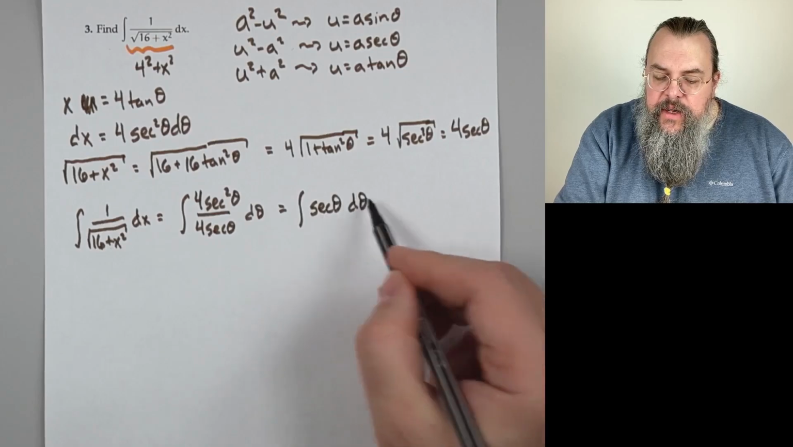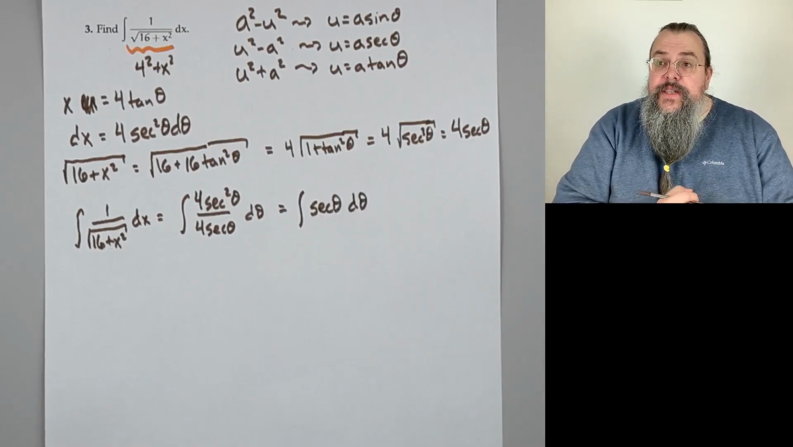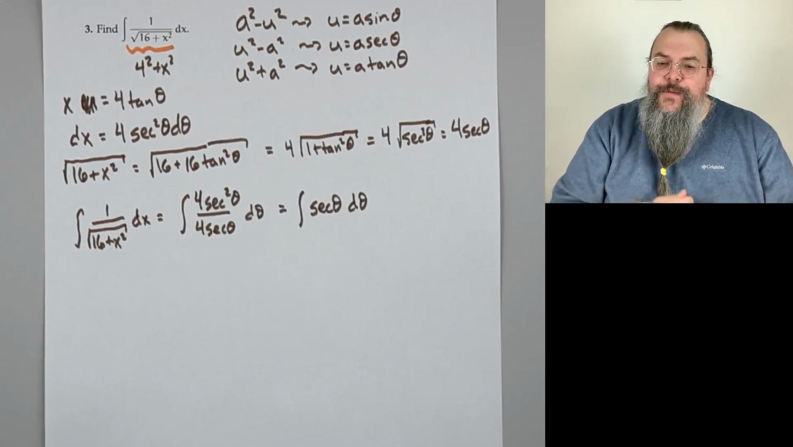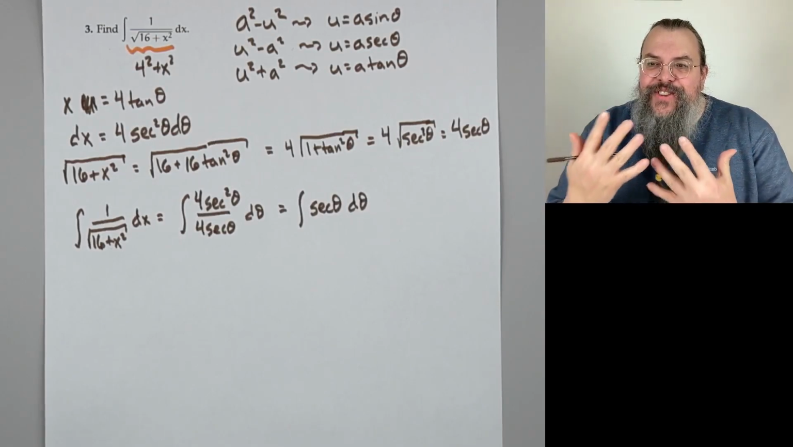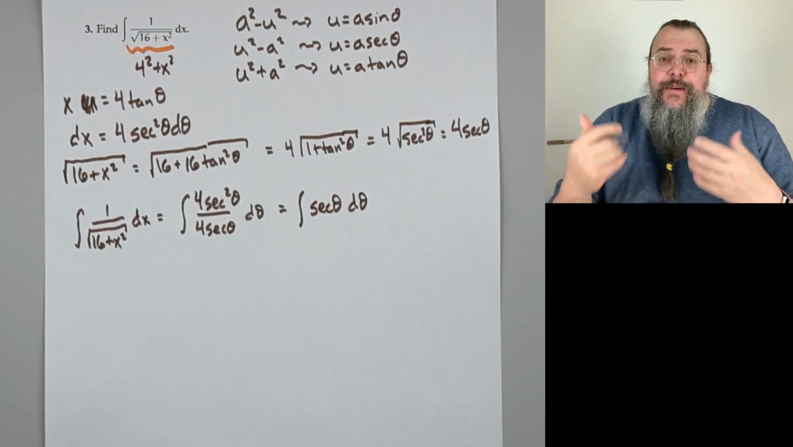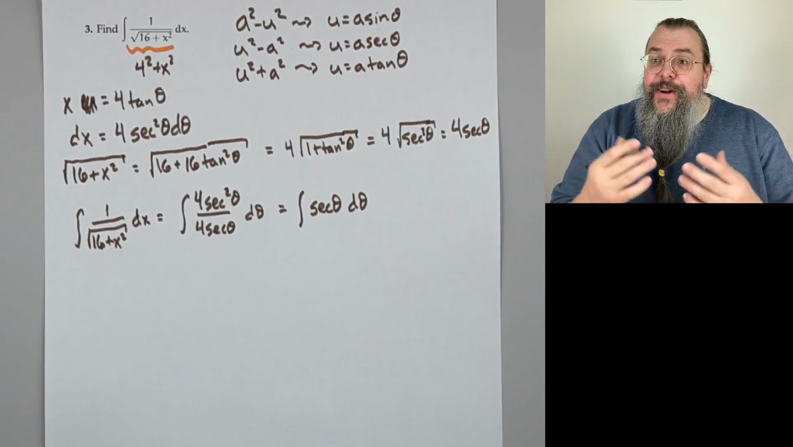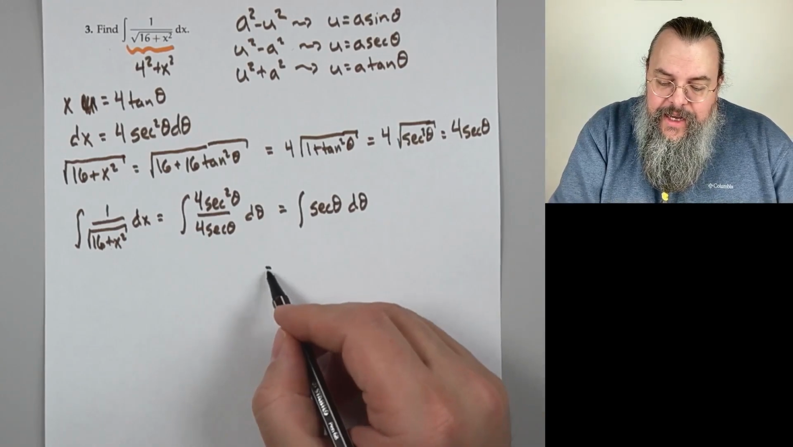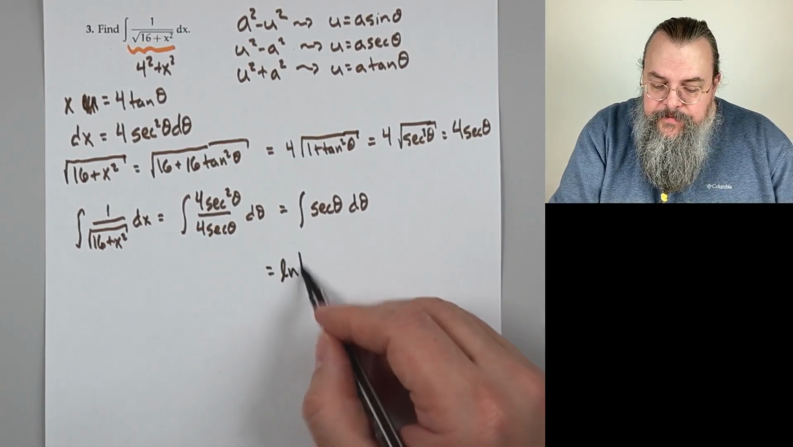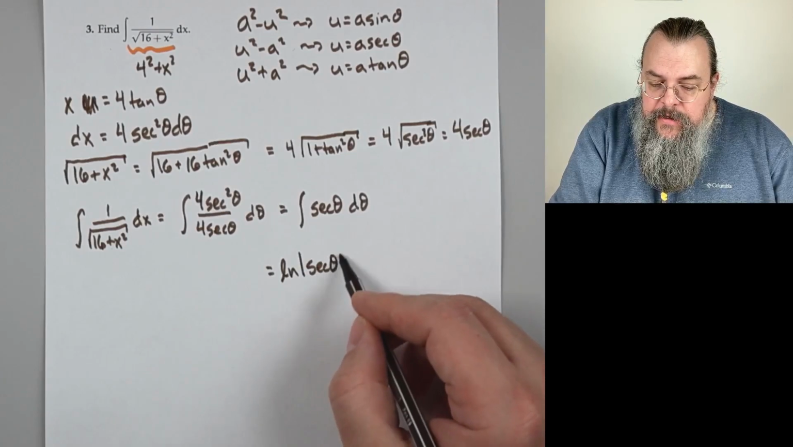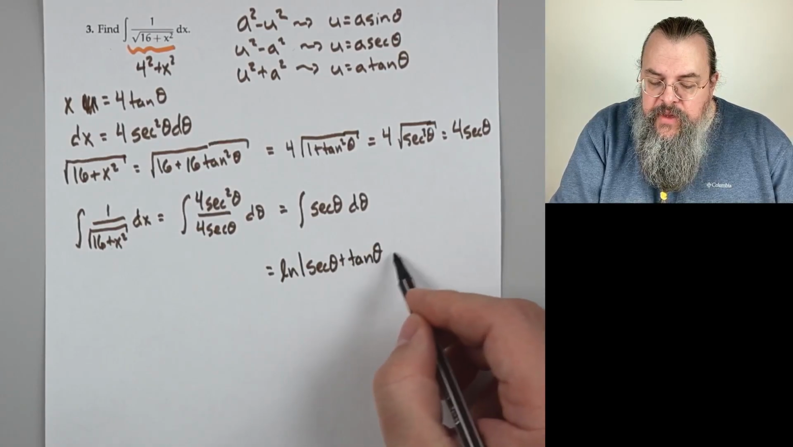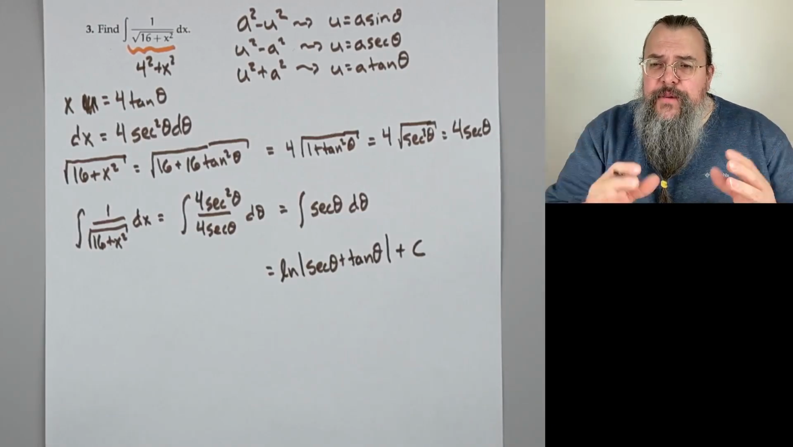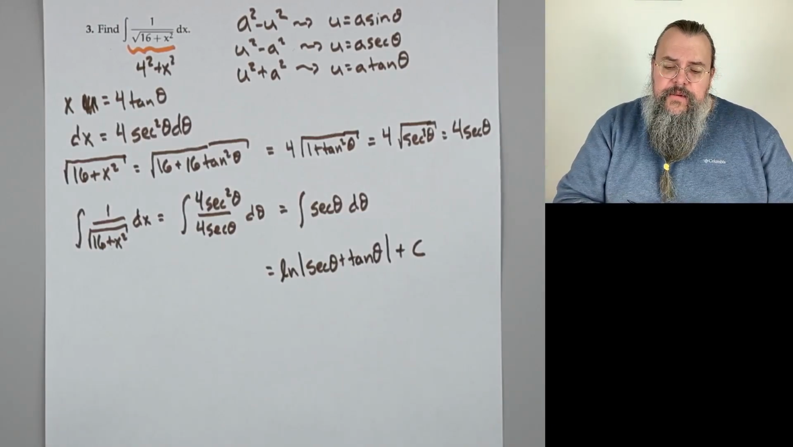Okay, well, great. Well, how do we integrate secant? And the answer is, we've memorized it. It's one of our 10 basic integrals, right? There's 10 basic integrals that we just know by heart, and that's on our list. And so we know it by heart. And this is natural log of secant theta plus tangent theta, plus c. Now, don't worry so much about absolute values versus non-absolute values.